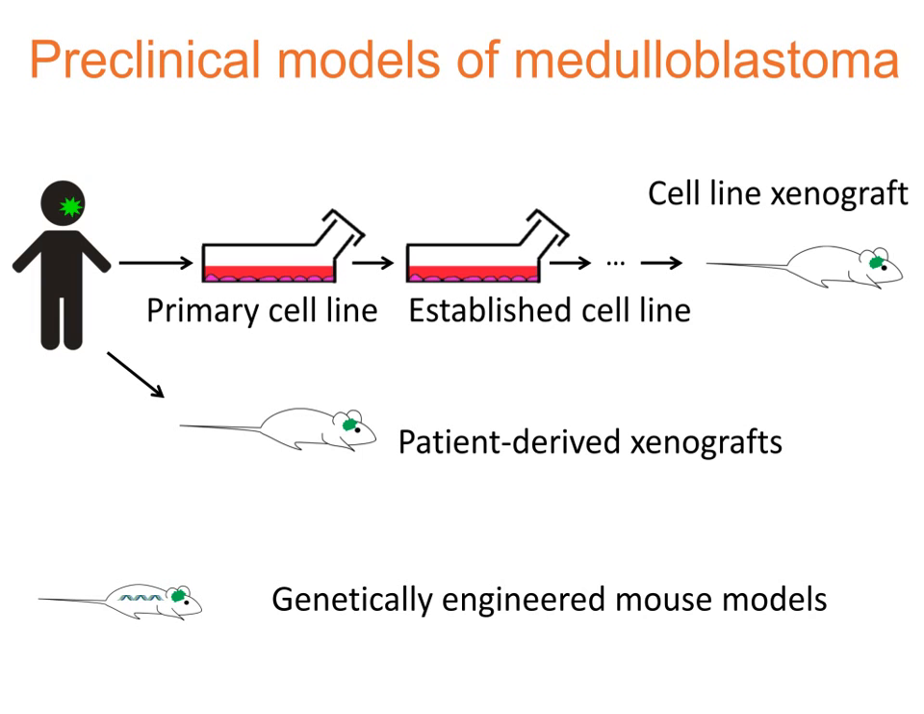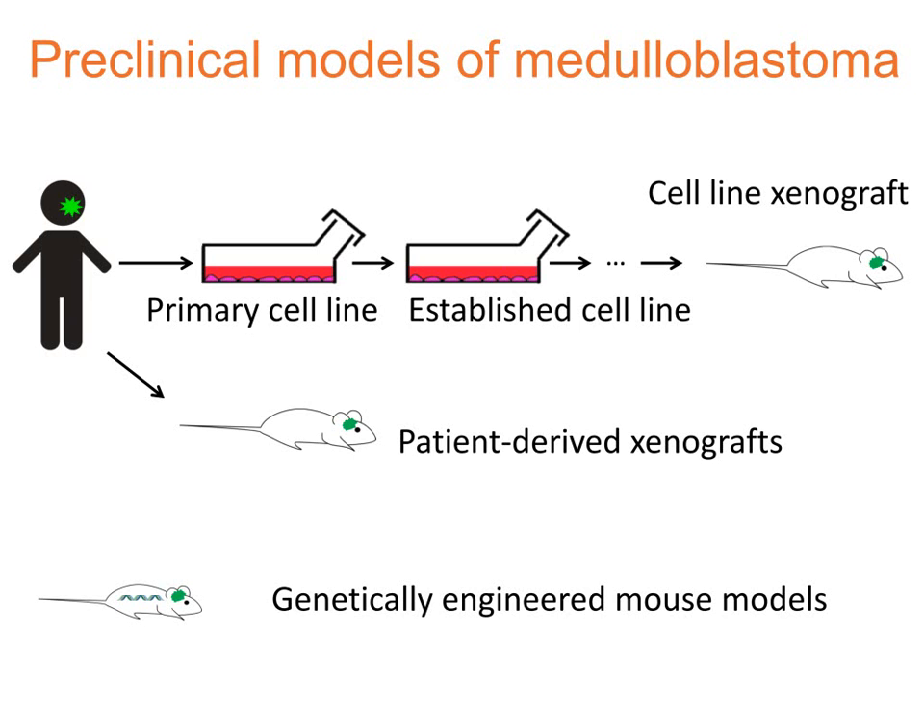Alternatively, researchers can genetically modify mice to activate oncogenes or delete tumor suppressor genes to create artificial cancer models called genetically engineered mouse models. While this review briefly touches upon in vivo models such as patient-derived xenografts and genetically engineered mouse models, its main focus is on in vitro models.